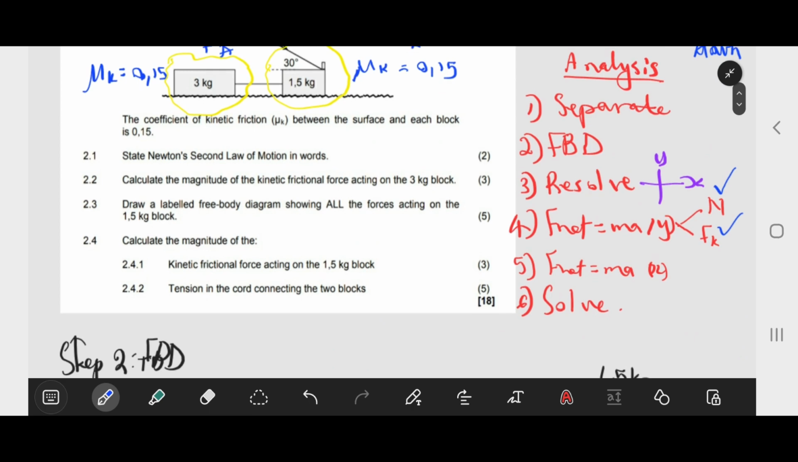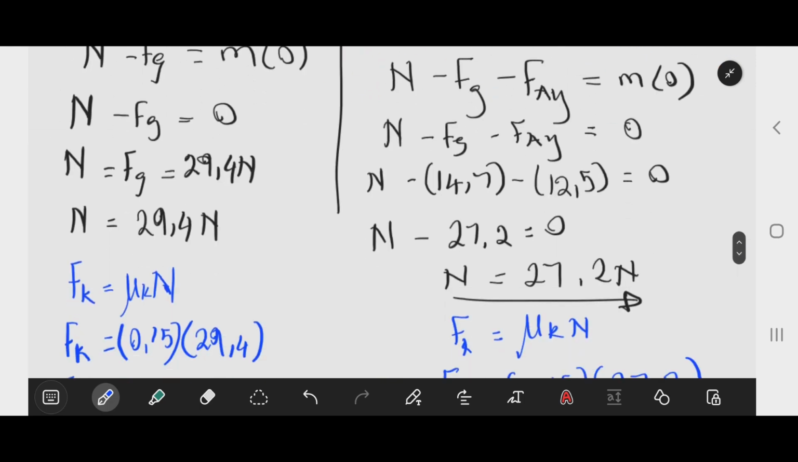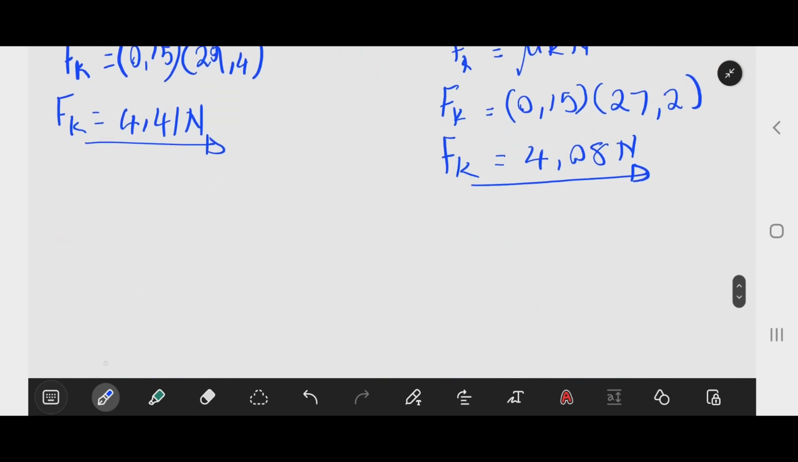All right, so we are done with step number 4, whereby we obtain the normal force and the frictional force using the F net in the y-axis. So now step number 5, you apply your F net in the x-axis for both objects. So let's apply the net force in the x-axis for the 3 kg.